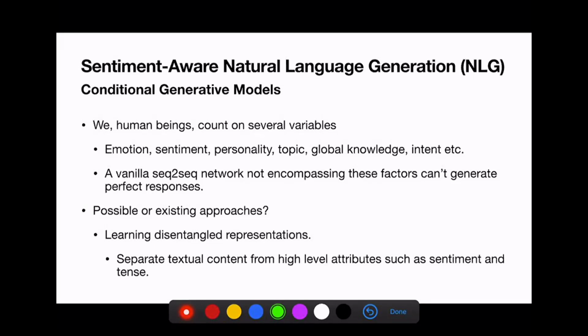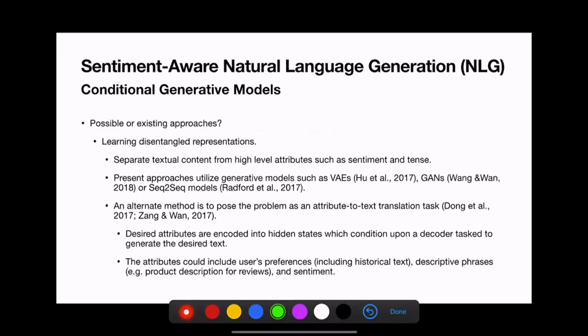You need to create different models or different architectures to encompass all of this. So what are the possible or existing approaches? Learning disentangled representations, where you separate the textual content from high level attributes such as sentiment or emotion or tense, and there are works using GANs and VAEs to do that. An alternate method is attribute to text translation, where you model the attributes in the hidden layer, and based on that, you condition the decoder to generate the desired text. This is still a very new topic, and people are trying to do it.